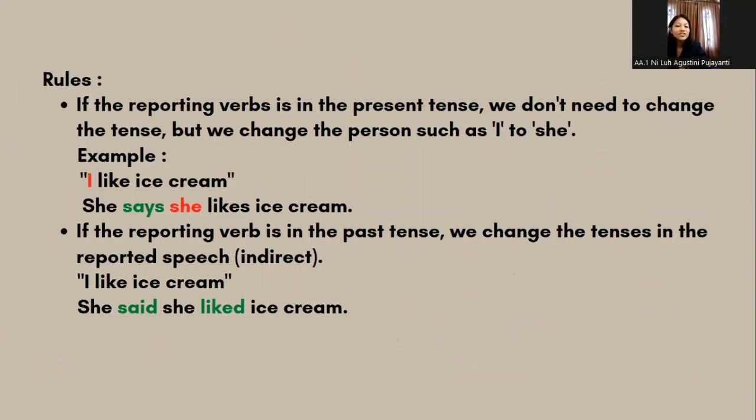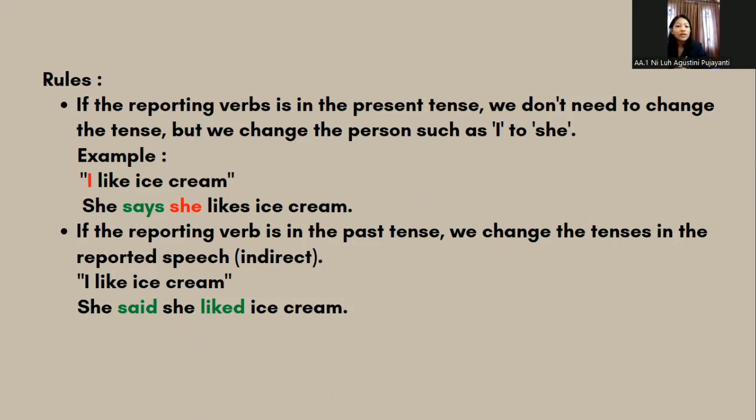Then there are certain changes to be considered. If the reporting verb is in the present tense, we don't need to change the tenses. We also don't need to change the person, except from I to she. So the example, "I like ice cream." In indirect speech, it will be: she says she likes ice cream.